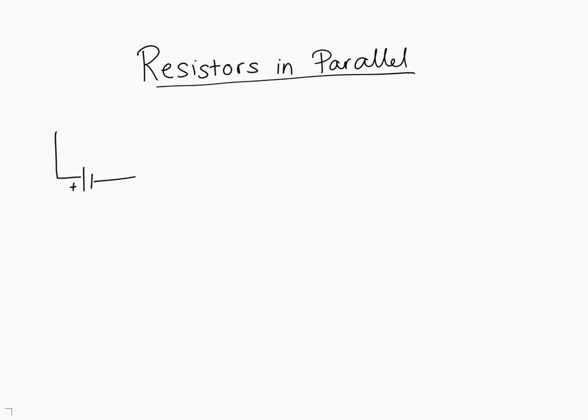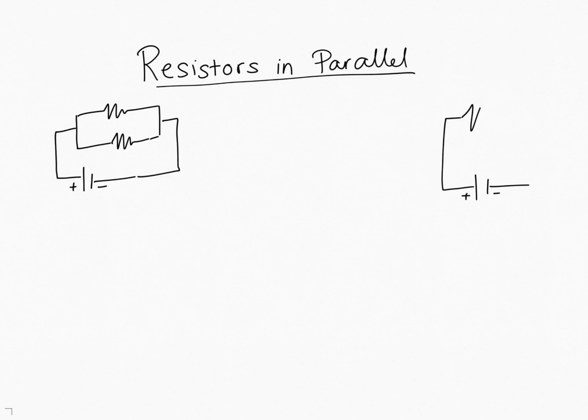So let's say we have a circuit where we have a battery, positive side and negative side, and we have two resistors that are connected to each other in parallel, like so. And we want to have an equivalent circuit where we have the same battery, the same voltage, but this time we only have a single resistor.